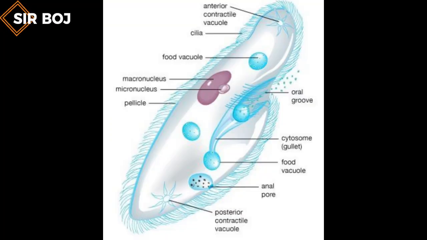So next, we'll be talking about the Paramecium. Okay, so in describing the Paramecium, it is slipper shaped, like your slippers. Then they are covered with cilia for movement. The organelle for movement in Paramecium is what? Cilia. Okay, they are found in stagnant water.